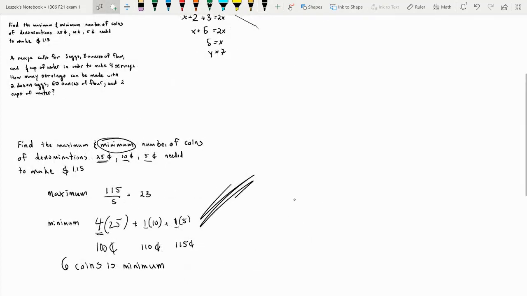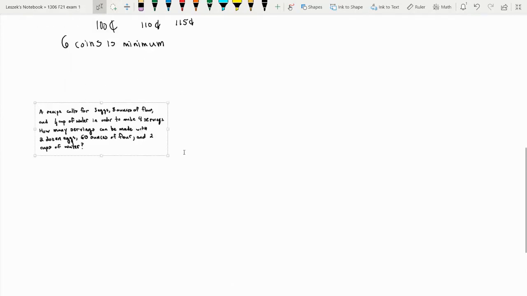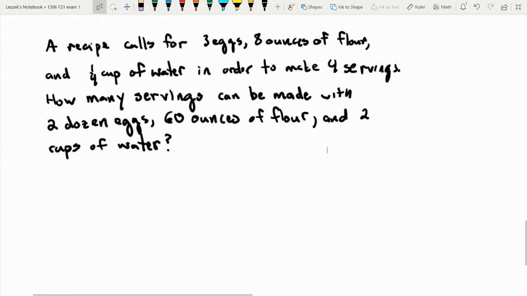I thought of a similar problem, but not as easy because maybe it's not about money. And this will also betray the fact that I don't cook. I have no idea if these proportions are even plausible. So we'll do one more. In this problem, we have a recipe that calls for 3 eggs, 8 ounces of flour, no idea how much that is, and a 1/4 cup of water. I guess we're making some sort of dough. And this recipe makes 4 servings.